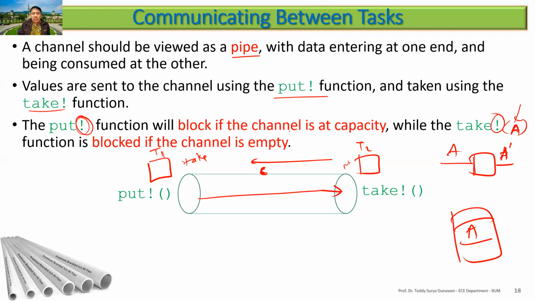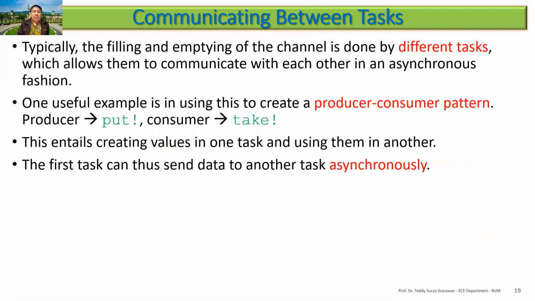The put function blocks if the channel is at capacity. Remember that you specify the capacity. If you put here 10, then the maximum is 10. If you have unlimited, then it will be unlimited, so whether you have bounded arrays or not. Typically the filling and emptying of the channel is done by different tasks. One is producing, one is consuming, so that's why you have the producer-consumer pattern. The producer will put, the consumer will take. So the first task can send data to another task asynchronously.